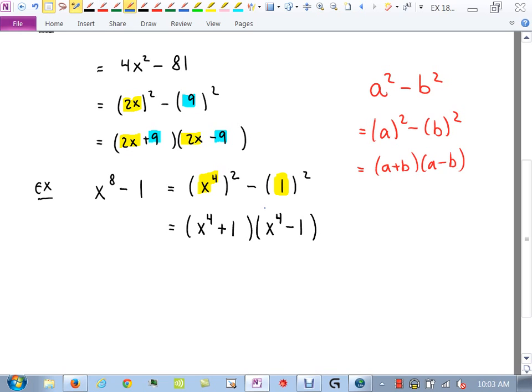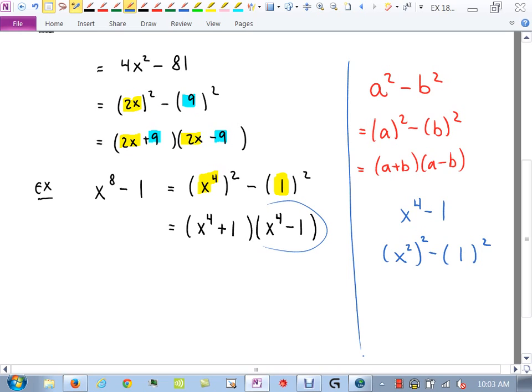So I think I'll do this on the side. I'm just going to look at this right here. X to the 4th minus 1 is the same as x squared squared minus what squared? 1 again. See how I did that? I'm looking at this, I'm saying, this looks like it might be a difference of squares, if I can rewrite x to the 4th as something squared. What if that was x to the 5th? You couldn't do it.